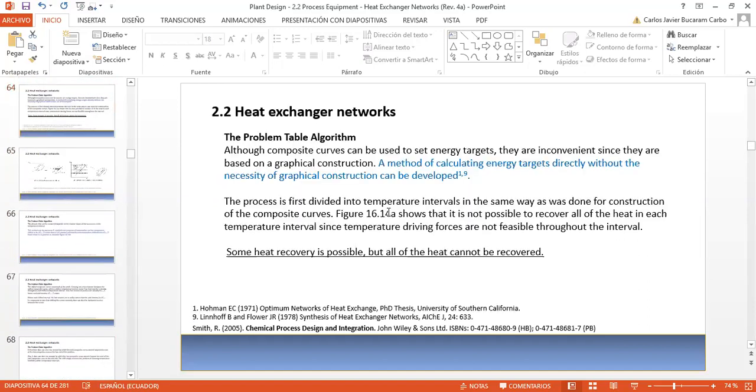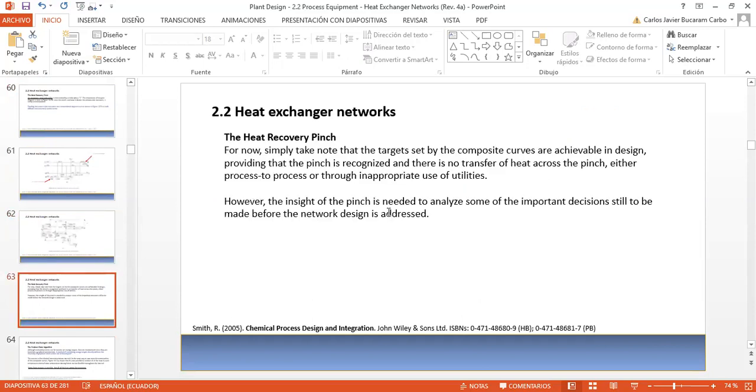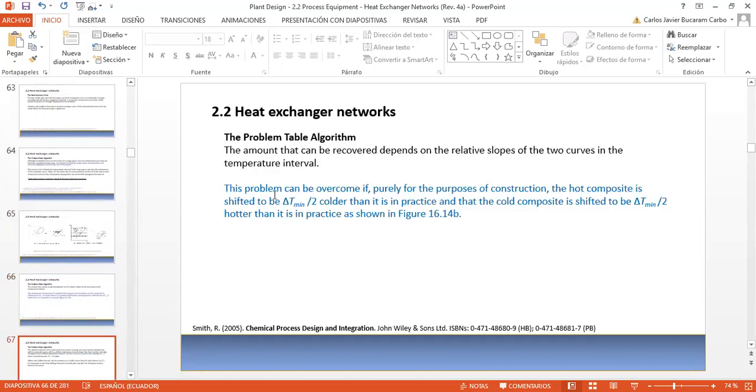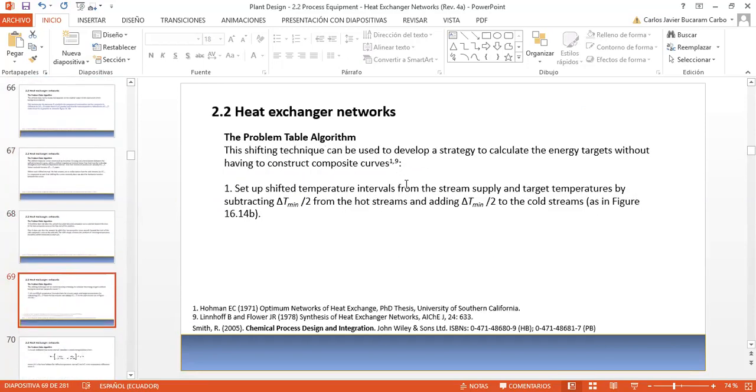The first step, let's see if we can find number 1. For some reason, I don't find number 1. Maybe there. Set up shifted temperature intervals from the stream supply and target temperatures by subtracting delta T minimum divided by 2 from the hot streams. There you go.